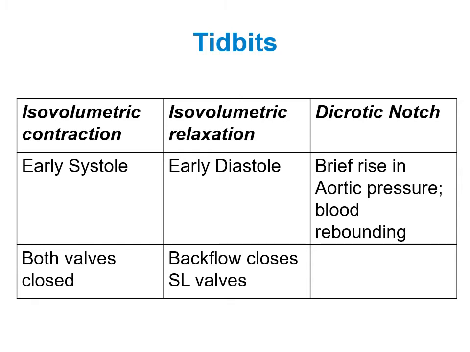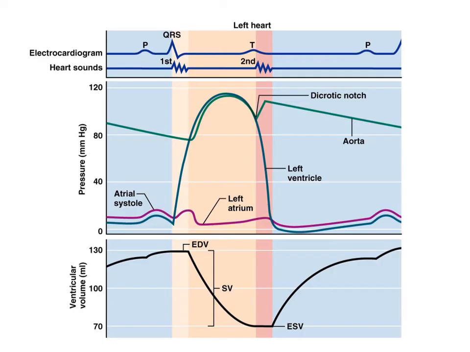Dicrotic notch. Unique to the aorta. Change in aortic pressure when aortic valve closes. Pressure drops, then rises again. This graph shows changes in pressure in chambers and vessels. The dicrotic notch of the aorta is visible.